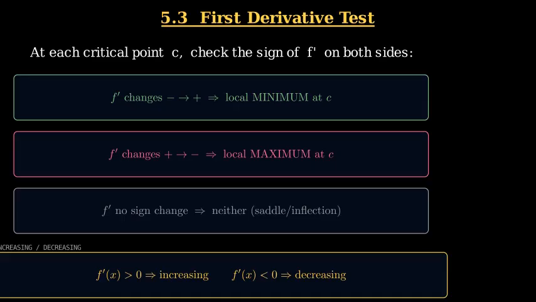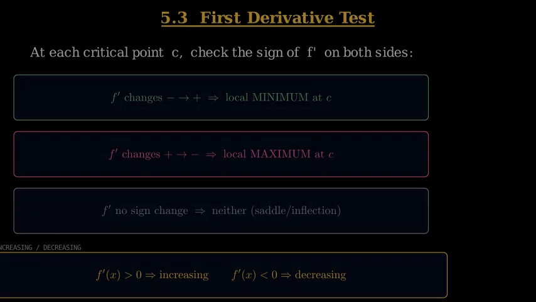The trapezoidal rule overestimates when f is concave up. It underestimates when f is concave down. Section 6.3. Fundamental theorem of calculus part 1. If F of x equals the integral from a to x of f of t dt, then F prime of x equals f of x. The derivative of an accumulation function returns the original integrand.